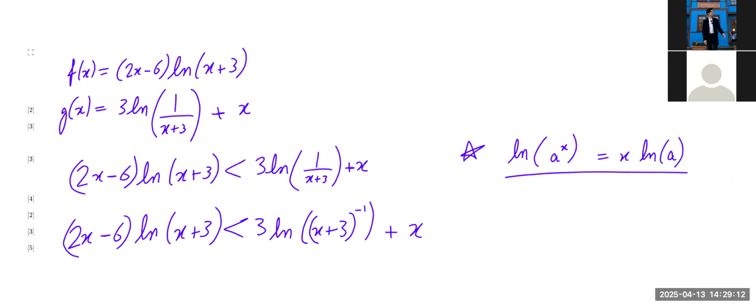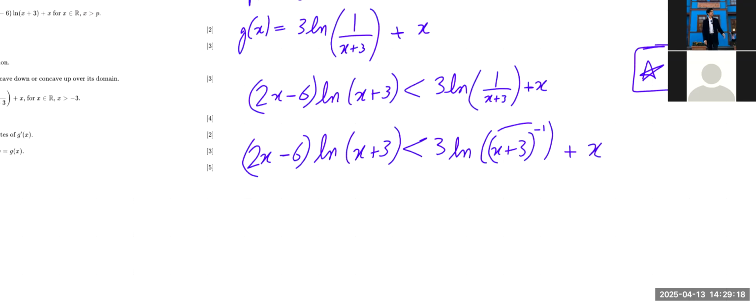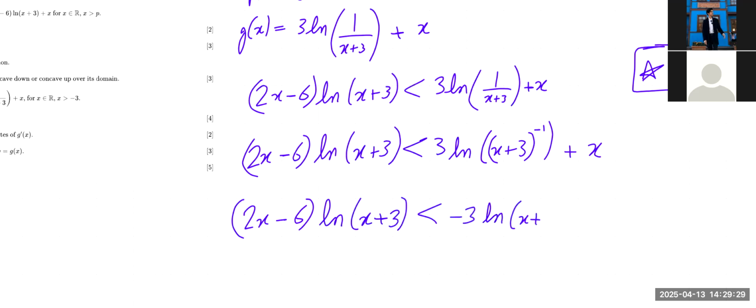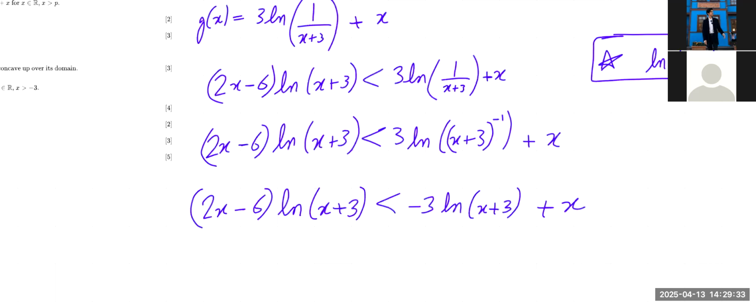This is a logarithm rule, which means that by writing 1 over x plus 3 as x plus 3 to the power of negative 1, I can now rewrite this whole thing and pull out that negative power and put it up front using that rule, which gives me the same natural log on the left side and the right side. Is this clear? Yeah. Okay.